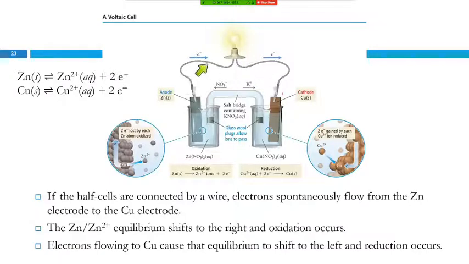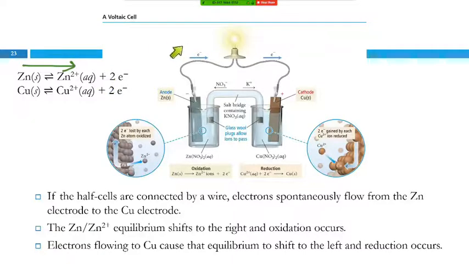If they're connected by a wire, that gives a place for the electrons to travel. The electrons that are being lost by the zinc will travel through the wire to the copper ions, where they can be gained by the copper. The zinc equilibrium, then, if we lose these electrons, it continues to shift, right? It'll just keep going.